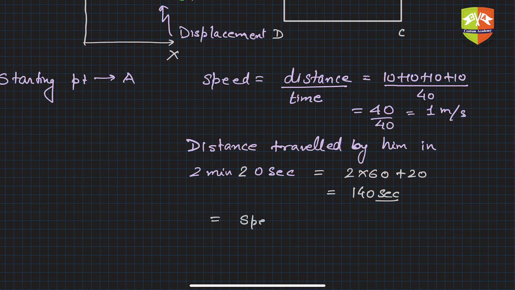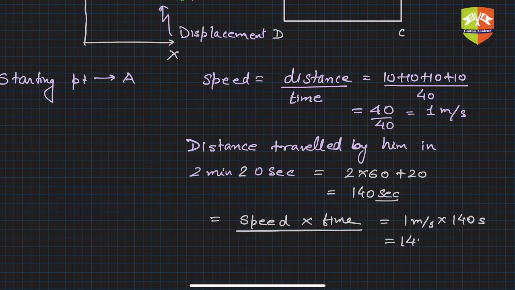So distance traveled by him in 140 seconds will be speed times time. There is no acceleration, no variation in speed. Speed is constant. So speed into time is 1 meter per second into 140 seconds, which is nothing but 140 meters. So he travels 140 meters as a distance traveled.